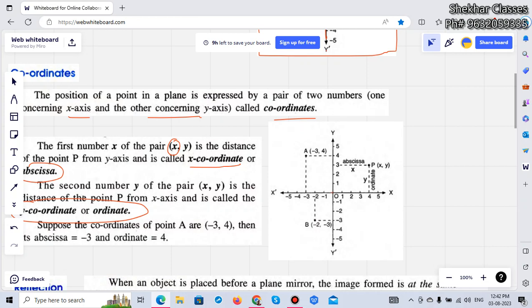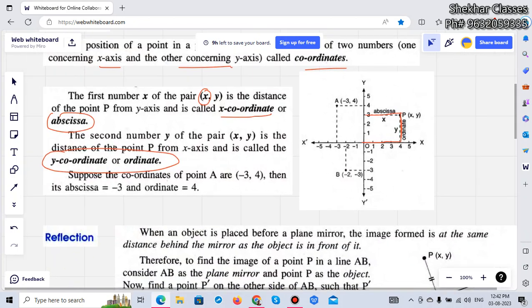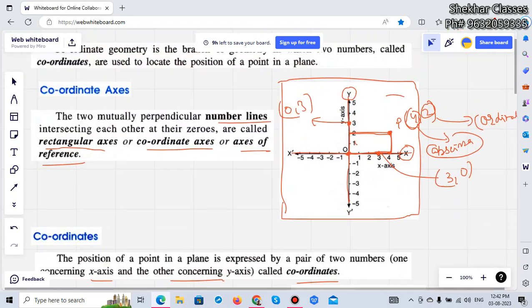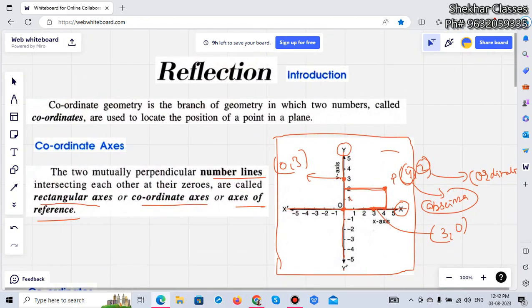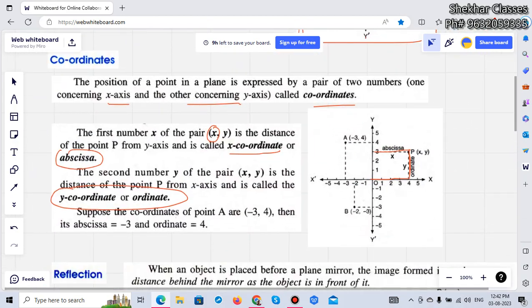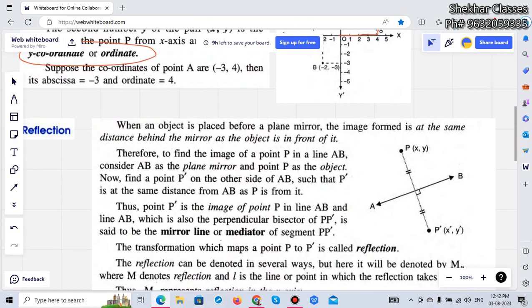Simple. So this is abscissa and this is ordinate. You can see this is abscissa and this is the ordinate here. Okay, fine. So I think you have understood this. This is what you must have done in 9th grade also. Now comes the word reflection.